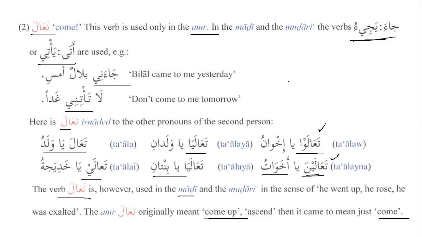Ja'a, he came. Ja'a bi kitabin, he came with a book. Ata, he came. Ata bi kitabin, he brought the book. So we have to use the preposition ba with that. Then it will be clear, and it means to bring something. But when you want to say come, then we have to use ta'ala.